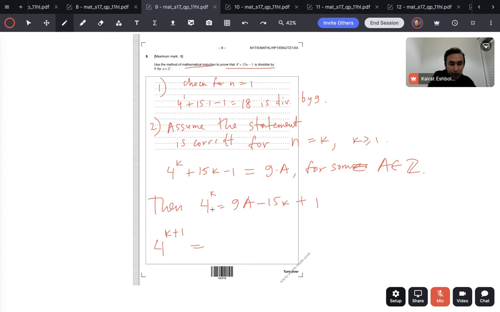Is equal to, multiply the left hand side and right hand side by 4. So 4 times 9a minus 15k plus 1. And then expand this, it's 36a minus 60k plus 4.